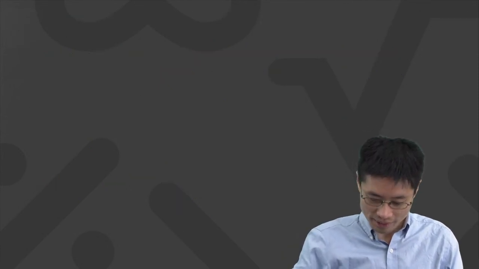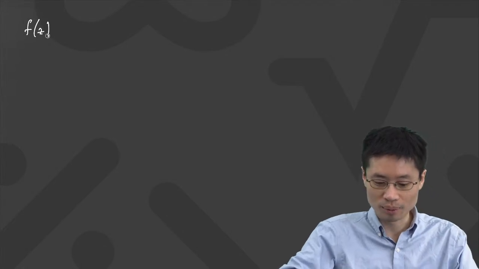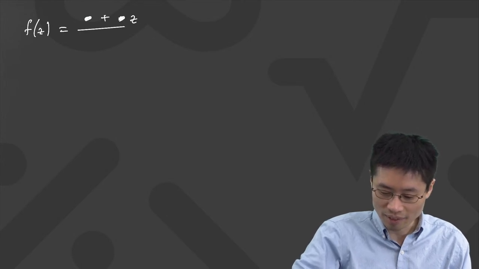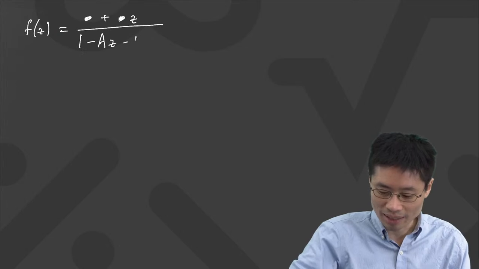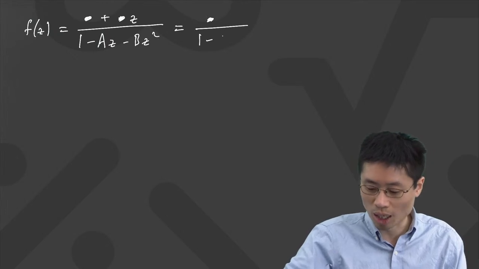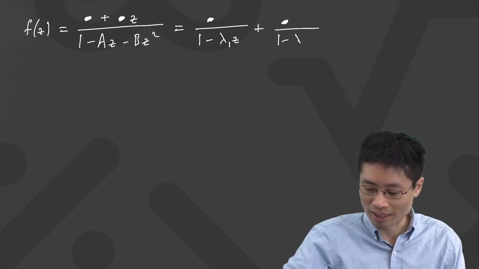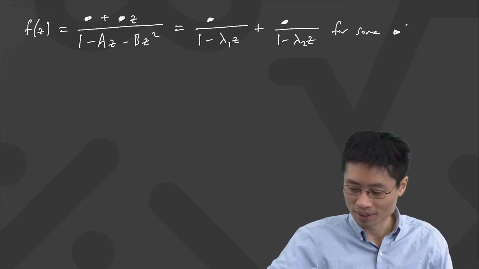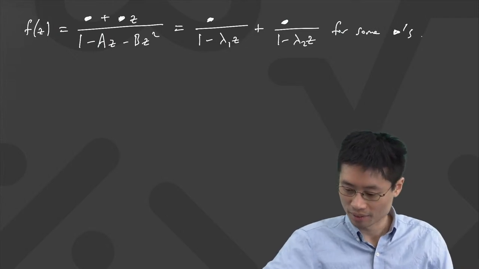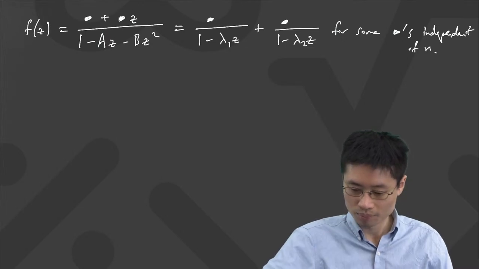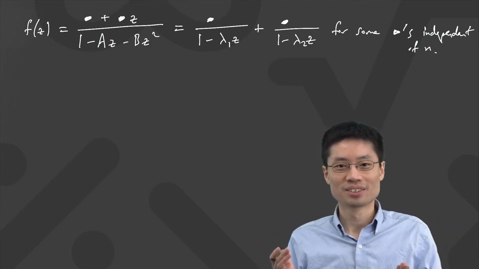What I just found out is f of z, continuing from where we were before, was blob plus blob z divided by 1 minus az minus b z squared. And we have just found out that you can rewrite it as blob over 1 minus lambda 1 z plus blob over 1 minus lambda 2 z, for some blobs which are independent of n. Okay, that should look really familiar.